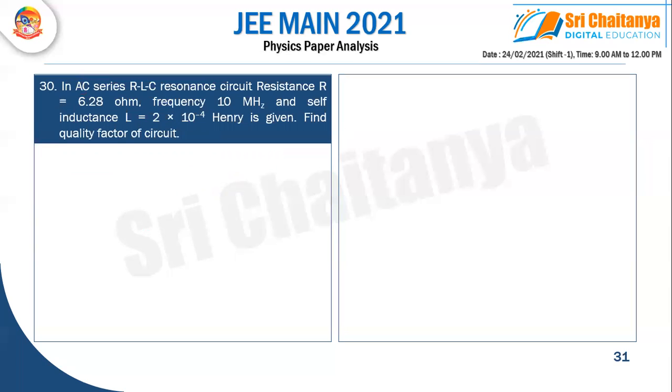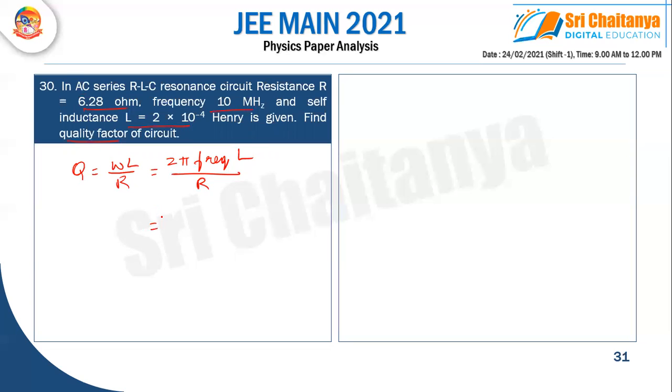In an AC series RLC resonant circuit, resistance R is equal to 6.28 ohm, frequency is 10 megahertz, and self-inductance L is equal to 2 into 10 to the power of minus 4 Henry. The quality factor he is asking. Now we have quality factor equal to omega L by R. So omega is 2 pi times frequency, into inductance, by R.